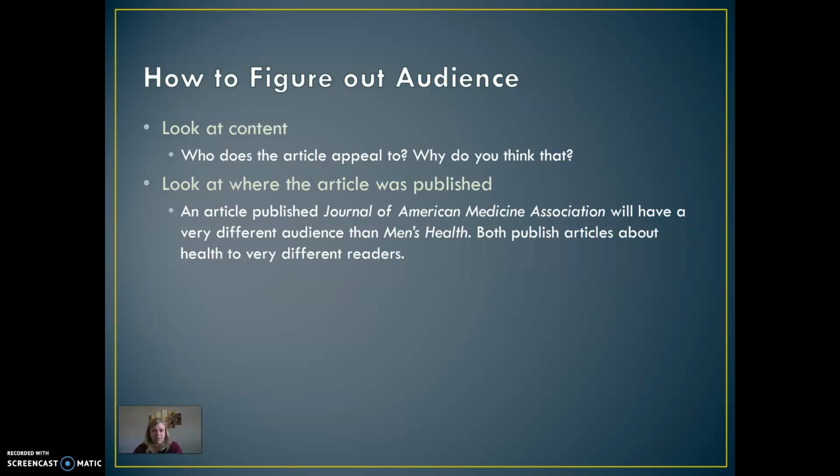And then look at where the article was published. I actually used Men's Health right here. If an article was published in JAMA, which is the Journal of the American Medical Association, it will have a very different intended audience than the audience of Men's Health. They both have articles about health, but they're probably really, really different. And so that's what I'm talking about when I'm reading those. With a pop article versus a scholarly article, you're going to have two really different audiences. And your job is to analyze them.